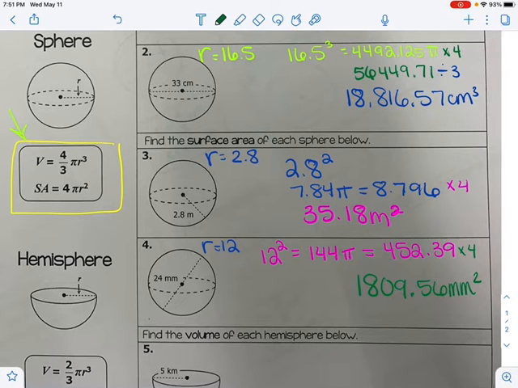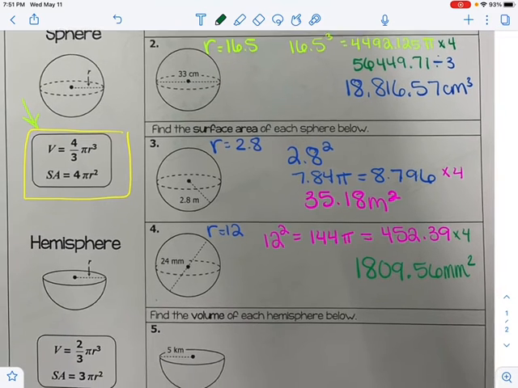So again, please be careful with these two formulas. The process is very similar. We're timesing by 4 in both of them. For volume, you have to cube and divide by 3. For surface area, you follow the traditional squaring and no dividing. So again, I know they look very similar, so please pay attention to those.